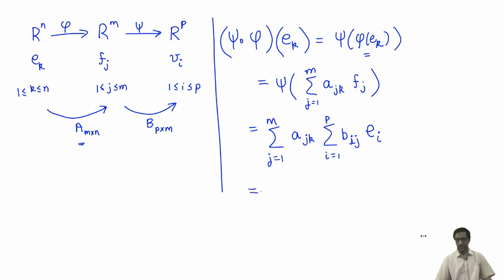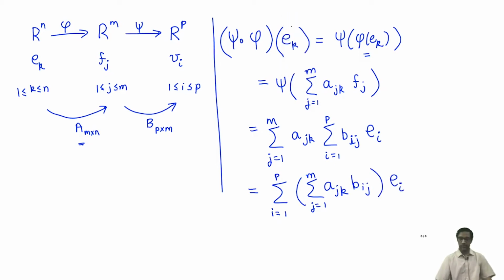Okay, so now you'll already start seeing a problem. So I just changed the order of summation. This i goes from 1 to p, and inside is summation j equals 1 to m A jk Bij times ei. Okay, and now we are done.